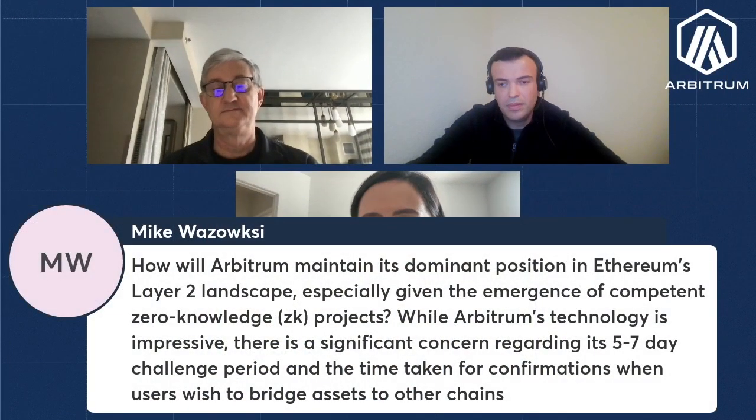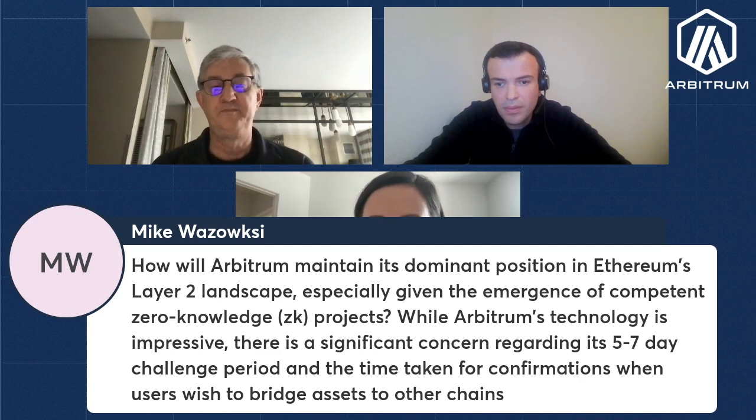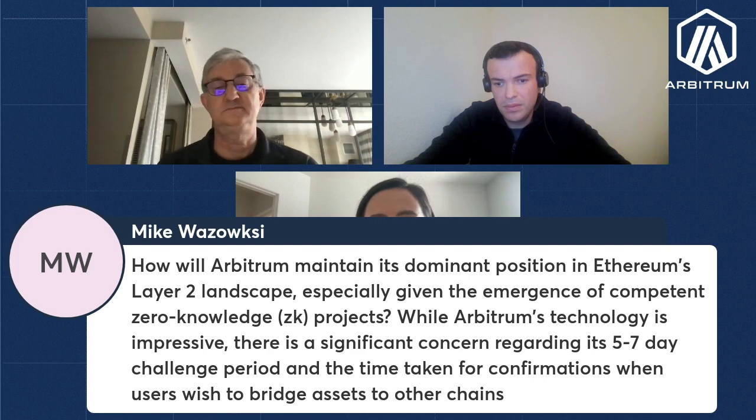So the next question is, it's a pretty long one. How will Arbitrum maintain its dominant position in Ethereum's layer 2 landscape, especially given the emergence of competent zero-knowledge projects? While Arbitrum's technology is impressive, there is a significant concern regarding its 5 to 7 day challenge period and the time taken for confirmation when users wish to bridge faster from the chain.